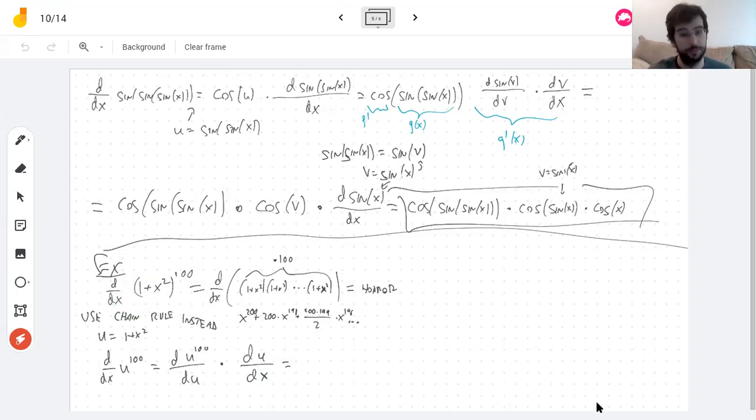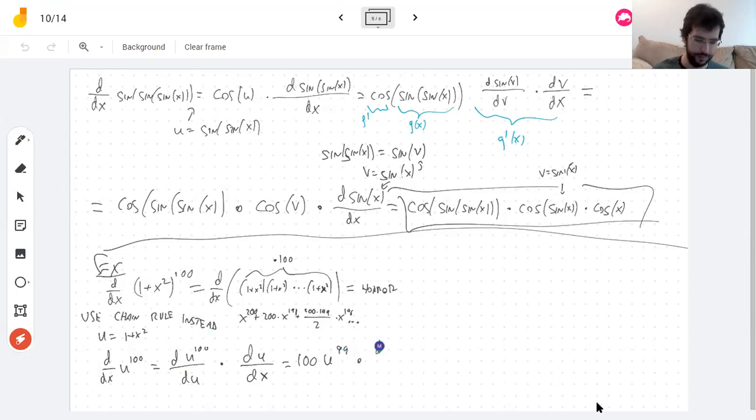The base is not x. The exponent is a constant, that works, but the base is not x. And unless the base is literally x, it's not going to work. But here, the base is literally the variable, not x, but now it's u. So I can use the power rule. This is 100 times u to the 99.